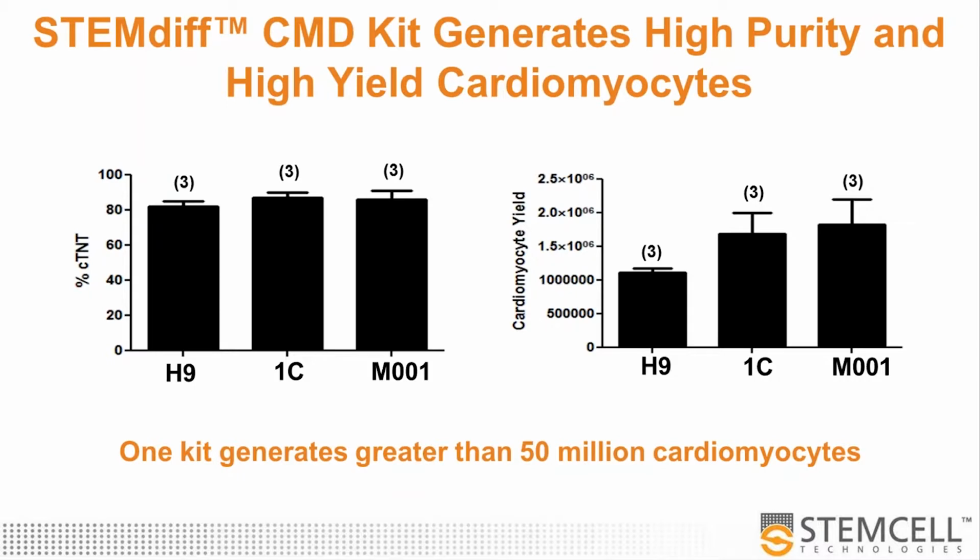And then next to that is the cardiomyocyte yield. And here we're showing, again, as biological replicates of 3, we're getting well over 1 million cardiomyocytes. And that's from a single well of a 12-well culture plate. So with the total kit together, you can produce well over 50 million cardiomyocytes by using our kit.